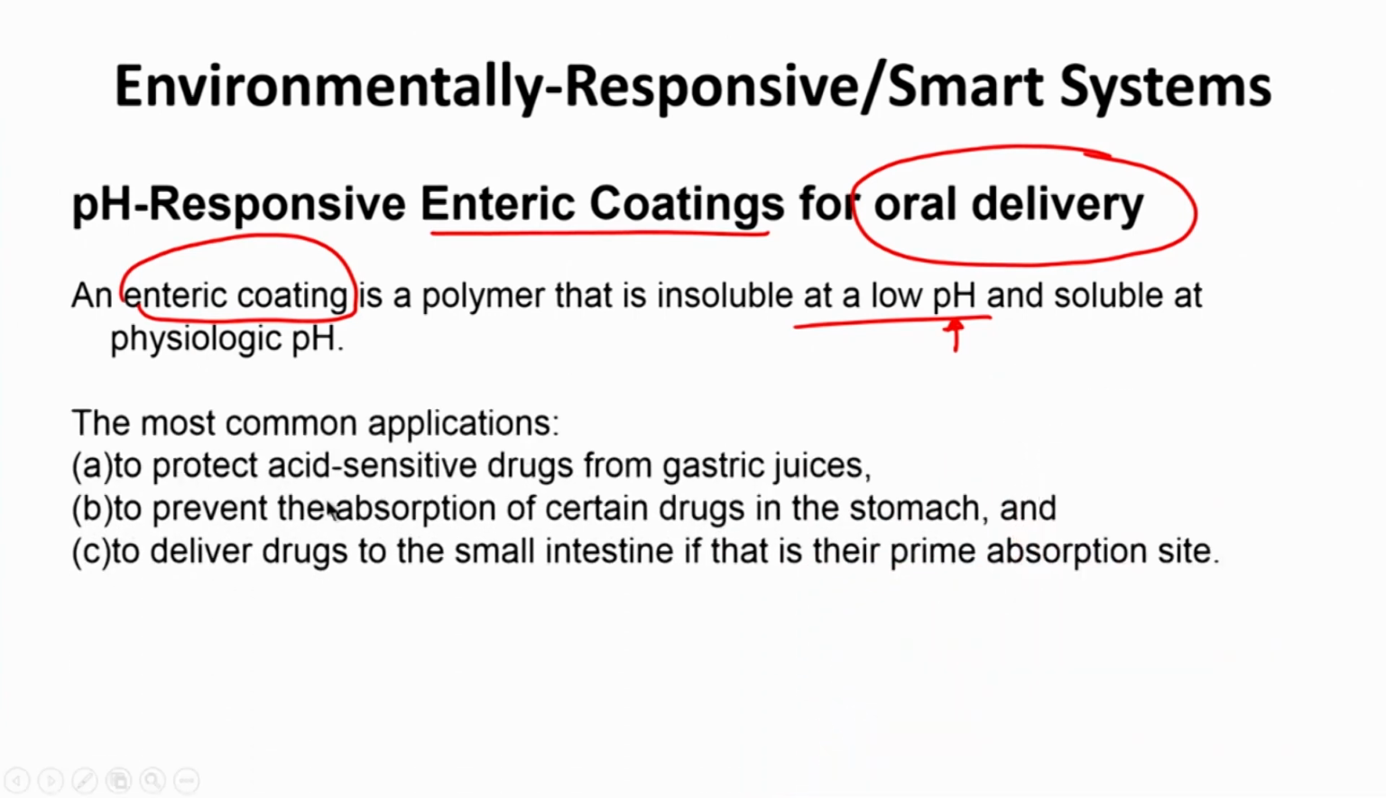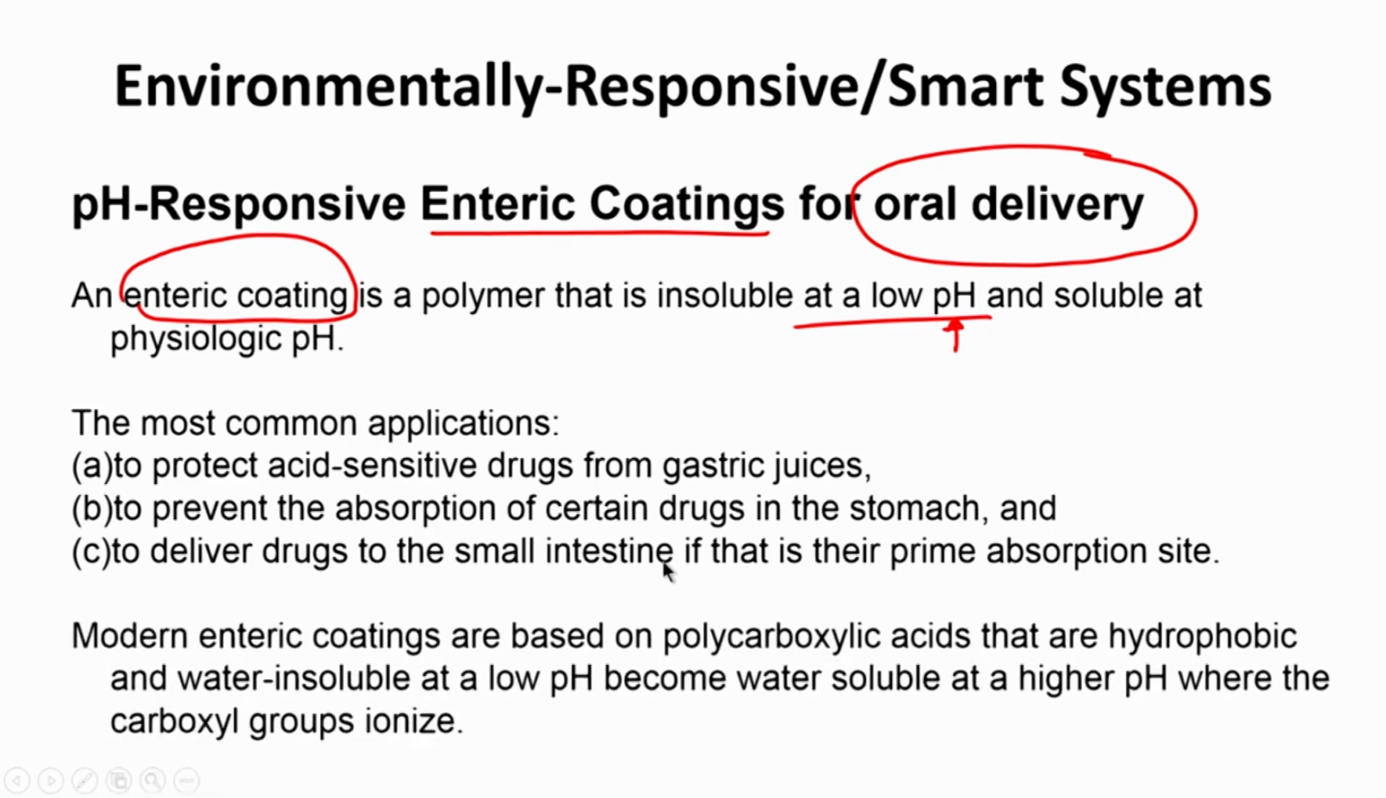So, again, some of the common applications are to protect your sensitive drugs from gastric juices, and to prevent absorption of certain drugs in the stomach. Maybe you want absorption to happen further downstream of the stomach, and then to deliver it to the small intestine, which is where most of the absorption happens anyway. Modern enteric coatings are based on polycarboxylic acid, as I was saying, that are hydrophobic and water insoluble, but as soon as their carboxyl groups ionize at a slightly higher pH, they become soluble and then they can dissolve away.